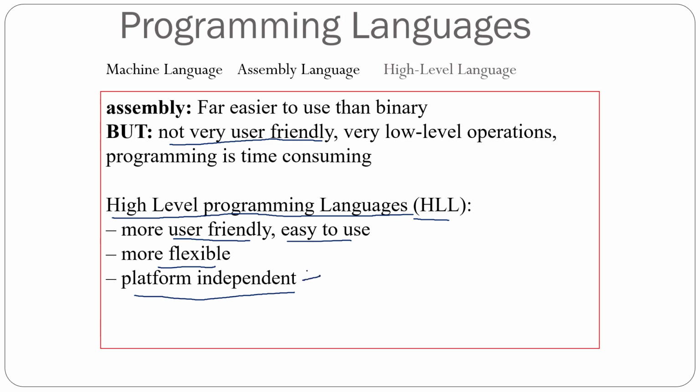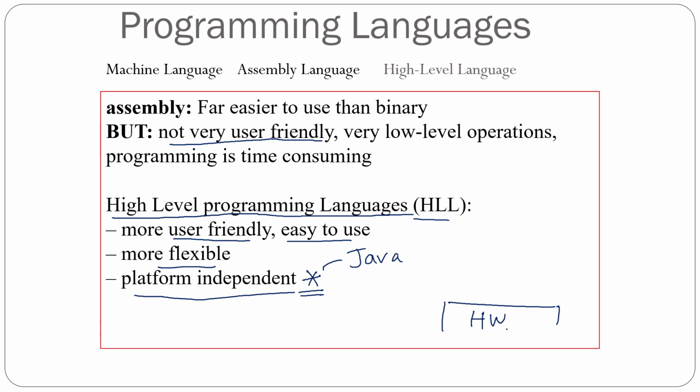Platform independent is something I will discuss in detail in this lecture, more so because the Java language, which we have to use in CSE114, is famous for its feature of being platform independent. Now let me draw one diagram for you which will give you an idea about the levels of programming languages.